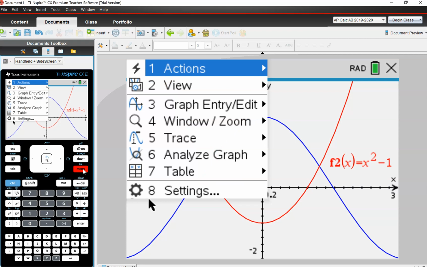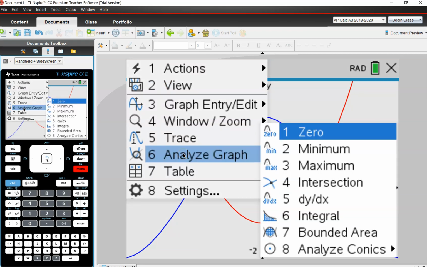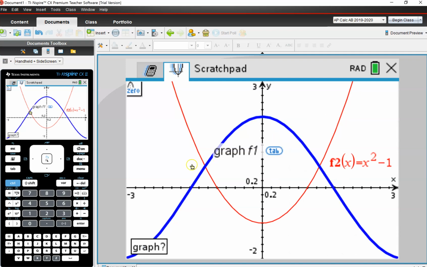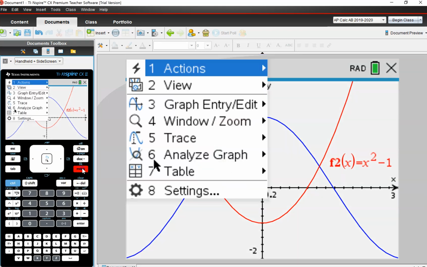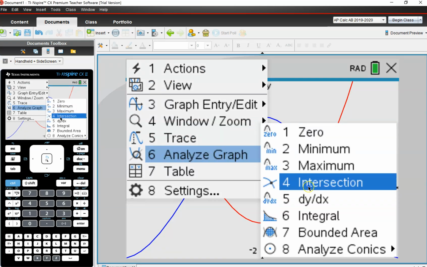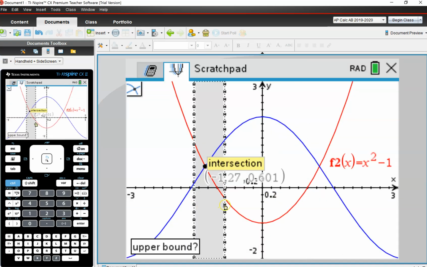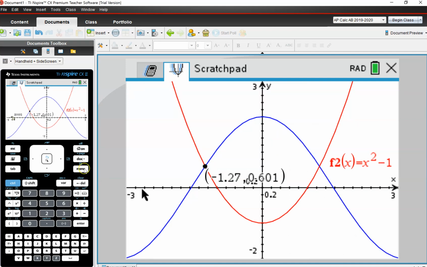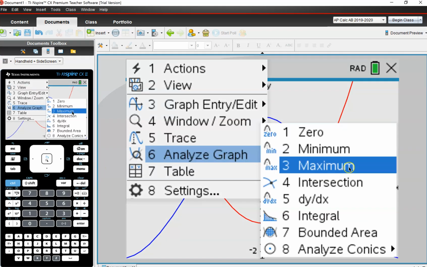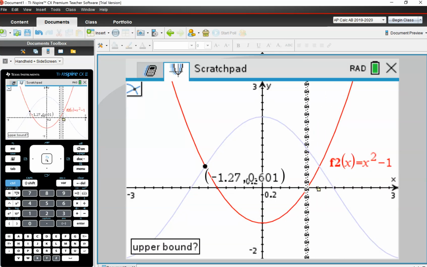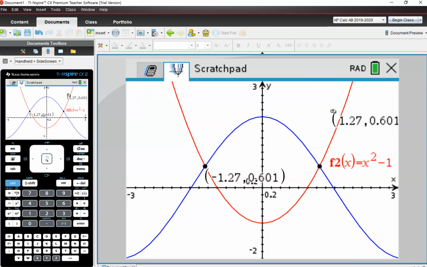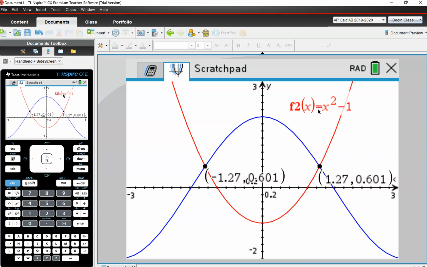So, menu, analyze graph, 0. And, okay, so it says, no, sorry, I didn't want 0. I'm sorry, I wanted the intersection. So menu, analyze graph, intersection. Here, lower bound, upper bound. And then let's do it again. Menu, analyze graph, intersection, lower bound, upper bound. And I just want to move that other text here. All right? So these are the points of intersection.